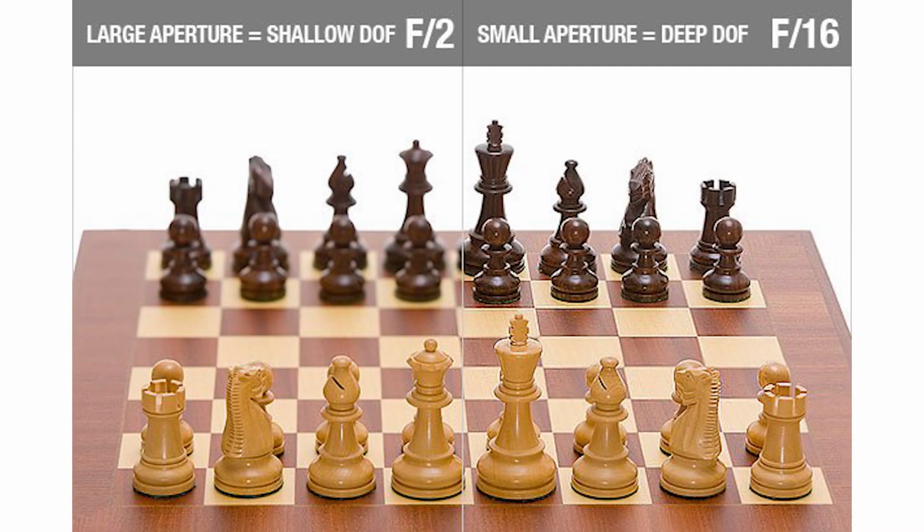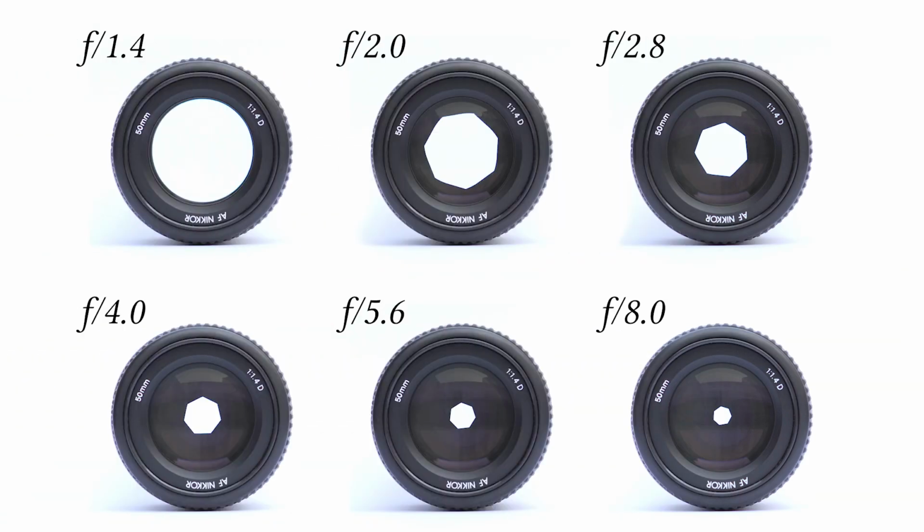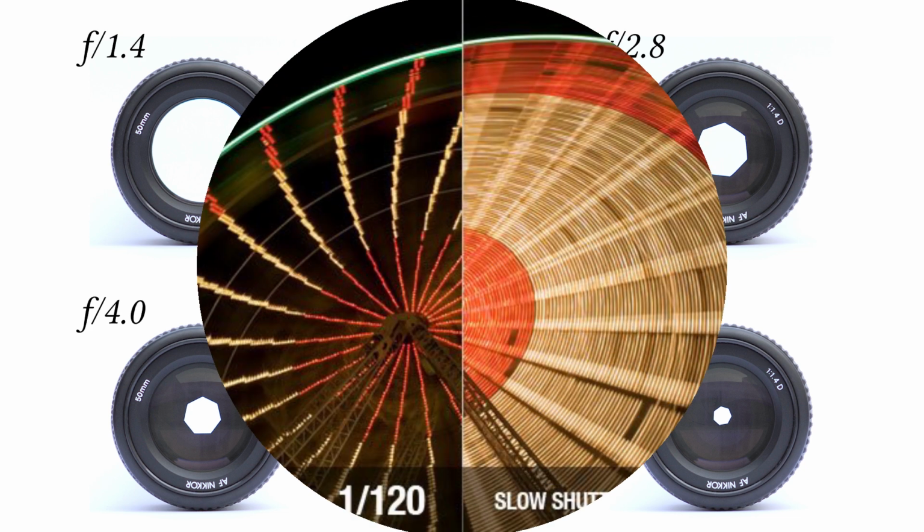Firstly, the aperture. The aperture is simply the opening within the lenses that limits the amount of light that can pass through it. By changing the aperture value, you increase or decrease the size of that opening, thereby allowing more or less light into the camera. Aperture is measured in f-stops, such as f/16, f/4. But here is the thing: the smaller the f-stop, the larger the opening, and vice versa.